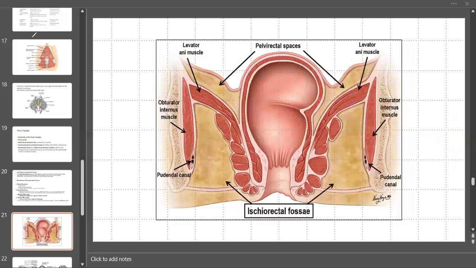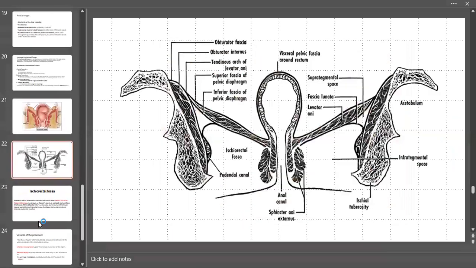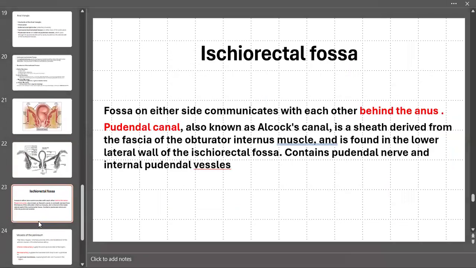Let's move ahead. So if you're done with the boundaries, that means obturator foramen is here. Okay, don't go deep in the anatomy of the thigh and the anatomy of the abdomen and everything. We're focusing on the anatomy of the perineum here. So we are reading the ischiorectal fossa now.